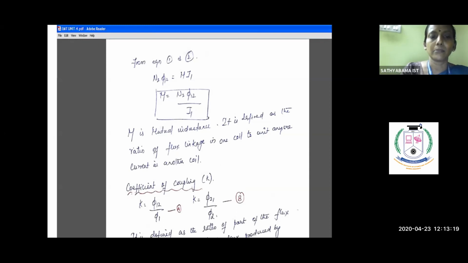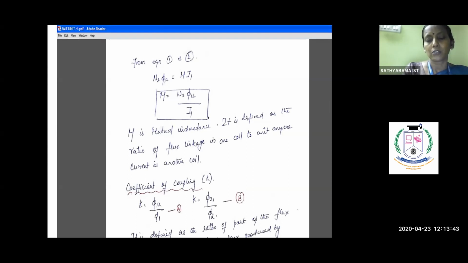That I call as a mutual inductance. Next comes the coefficient of coupling here. So the coefficient of coupling is nothing but the part of the flux that is linking one coil, to the flux in the first coil, or vice versa. So in general, I can say it is the part of the flux linking the neighboring coil to the flux in the same coil.